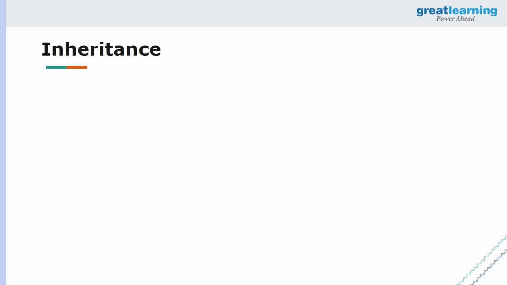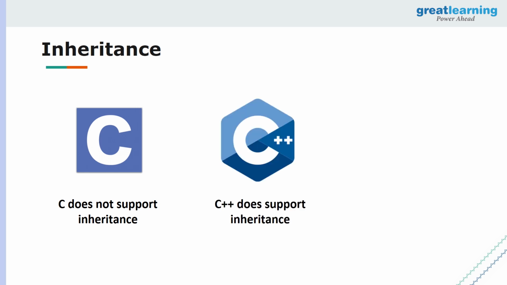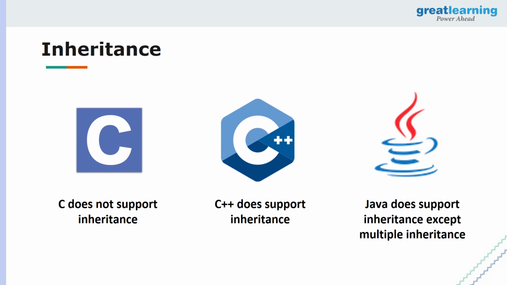Let's go ahead and see which language follows inheritance and which language doesn't in these 3 programming languages. C does not support inheritance. C++ does support inheritance. But when it comes to Java, Java does support inheritance except multiple inheritance. Now, that doesn't mean that Java does not support multiple inheritance. It's a fact that you can use interfaces to work with multiple inheritance in Java. So Java supports inheritance.